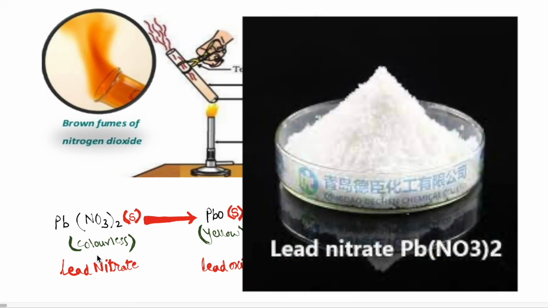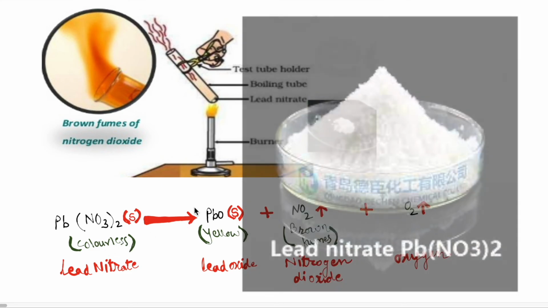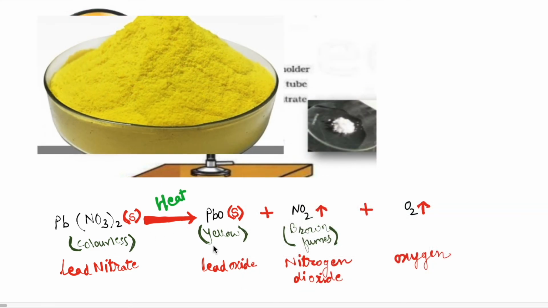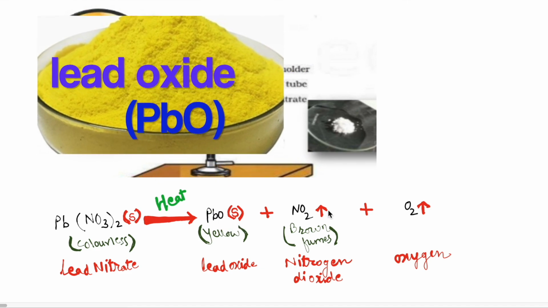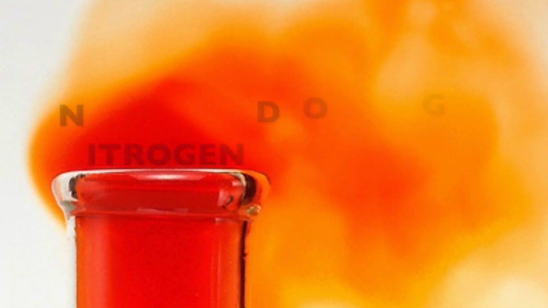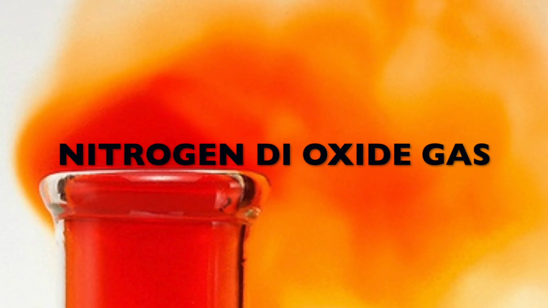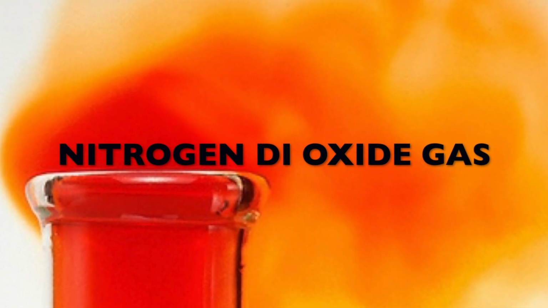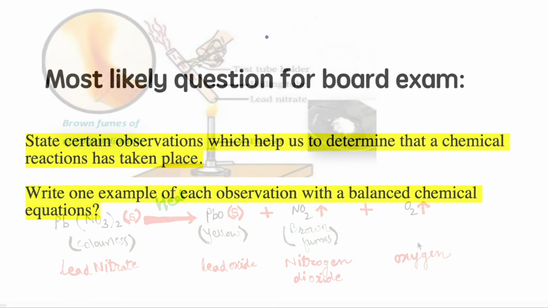Lead nitrate, which is a colorless powder, solid in its state, when heated, gives yellow lead oxide, solid in its state, with the evolution of brown fumes of nitrogen dioxide as shown here in this figure, and oxygen gas also evolves in this reaction.